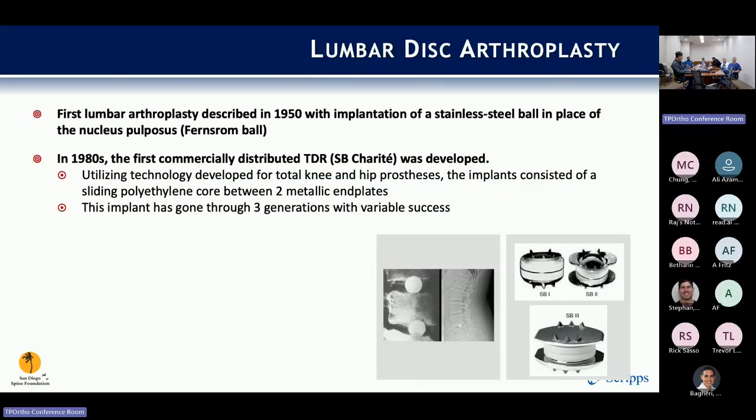And then a little bit on lumbar arthroplasty. It was developed in the 1950s, and that first attempt at arthroplasty in the lumbar spine is this steel ball, the Fernström ball. They tried to replace the nucleus pulposus, but you can imagine it probably did not do well.